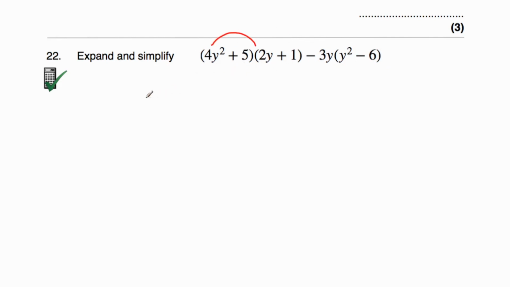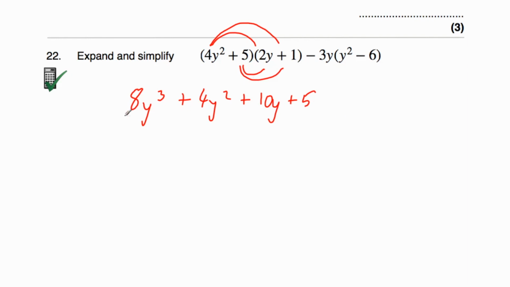So 4y squared times 2y, well, 4 times 2 is 8, and then y squared times y would be y cubed. Then we've got 4y squared times 1, so it's going to be plus 4y squared. Then we've got 5 times 2y, well, that's going to be plus 10y. And then 5 times 1, well 5 times 1 is 5, so plus 5.